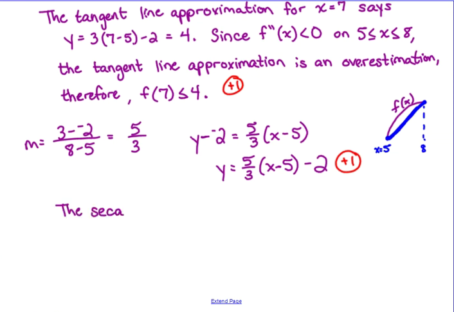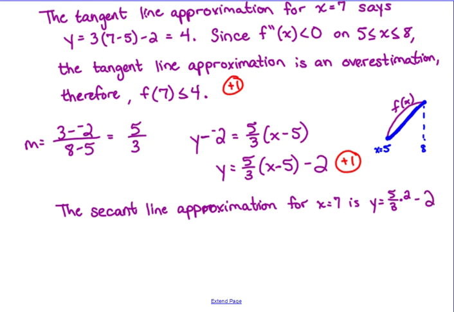I'm just going to phrase it the same way. The secant line approximation for x equals 7 is y is equal to 5/3 times 2 minus 2. So 10/3 minus 6/3. So that equals 4/3.